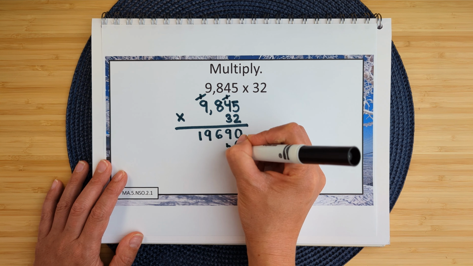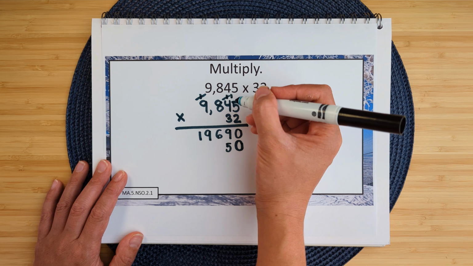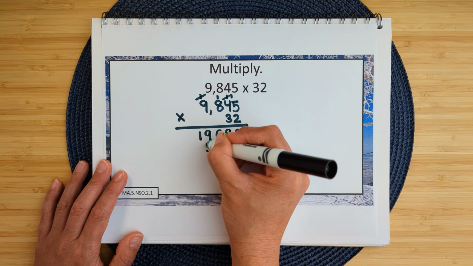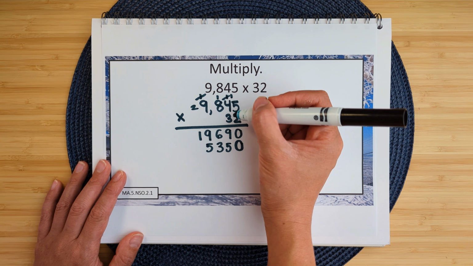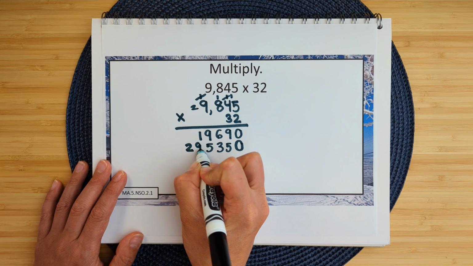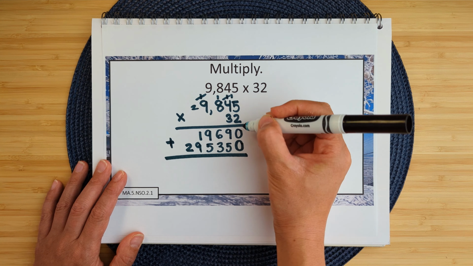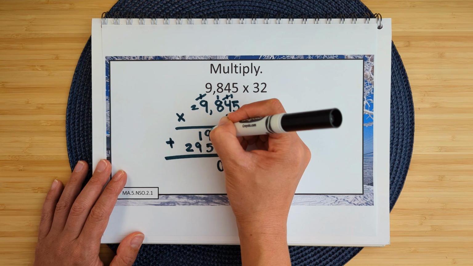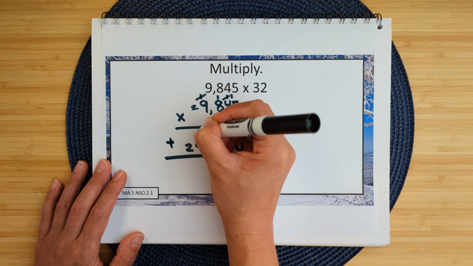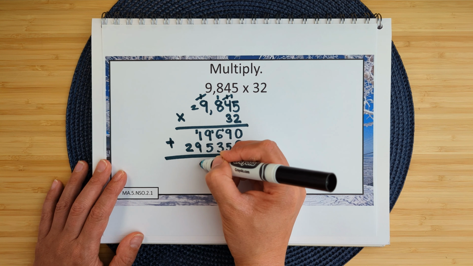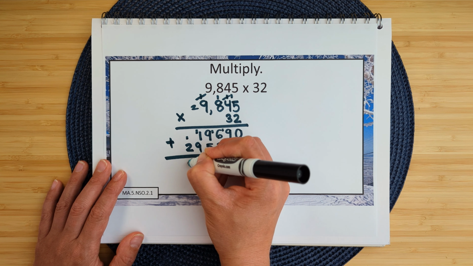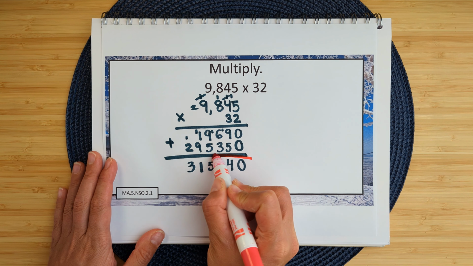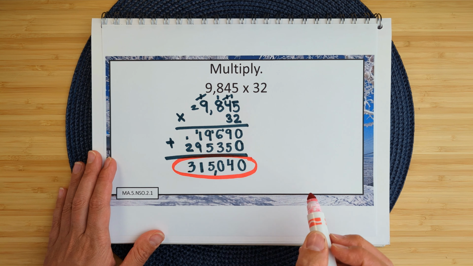3 times 5 is 15. 5, regroup the 1. 3 times 4 is 12, add 1 is 13. Regroup the 1. 3 times 8 is 24 plus 1 is 25. Regroup the 2. 3 times 9 is 27 plus 2 is 29. Add my two partial products. 0, 4, 4, regroup the 1. 0, regroup the 1. 5 plus 1 is 6... so it should have been 315,040.